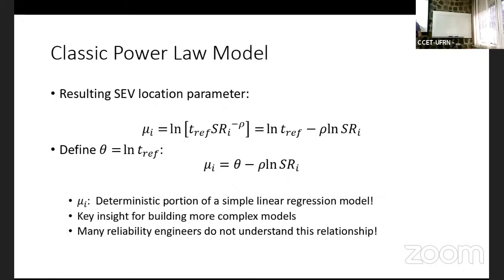I define theta, I like theta, for log T ref. Look at that. That's nothing more than a simple linear regression expression, where instead of an x, we have a log x. Well, that's fine. So far, so good? Just as a quick reminder, what if S_I is equal to S ref? The stress ratio is equal to 1. So far, so good?